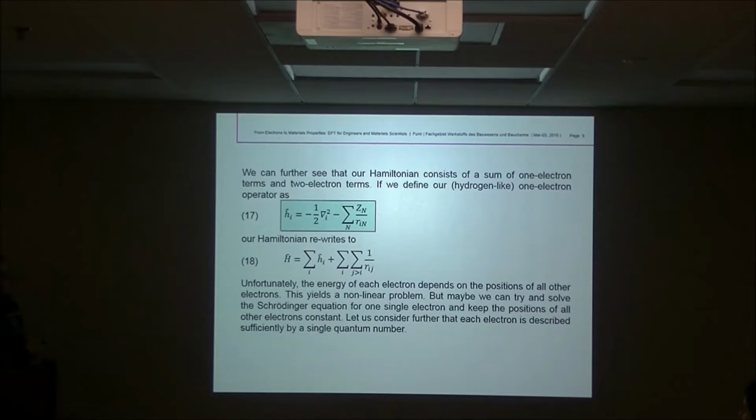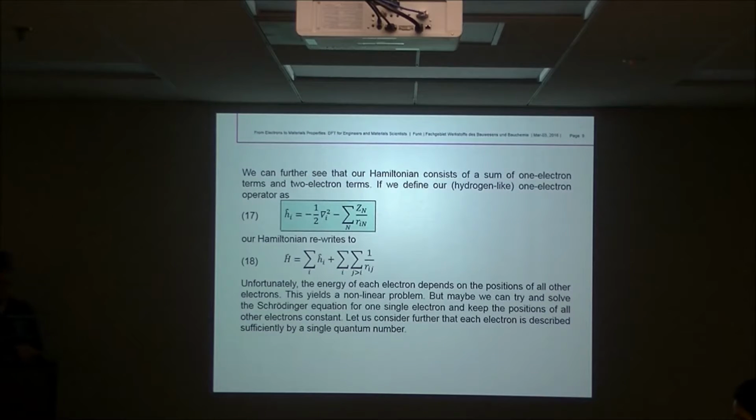Then we make our Hamiltonian a little bit less complicated. Number one is, obviously we have some kind of one electron terms and two electron terms. Our one electron operator is then our electron in the potential of all the nuclei. We can sum over all electrons, but it's just a single electron, so we just call it like this. This makes our Hamiltonian a little bit less complicated.